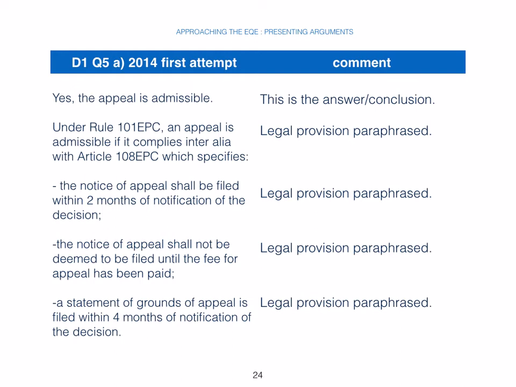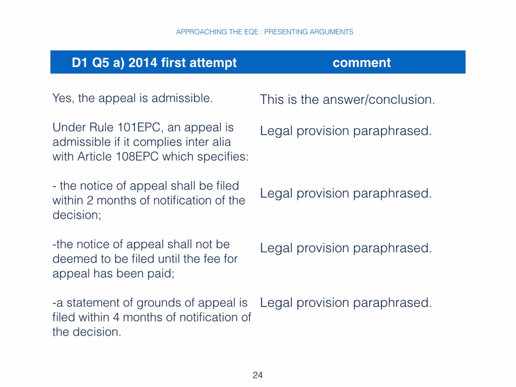The applicant seeks your advice and has the following questions, and the first question is: A, is the appeal admissible? And we're dealing only with the answer to part A of question 5 in the following slides. So the question was, is the appeal admissible? It can be answered yes or no. The first answer begins: yes, the appeal is admissible. In other words, we put the answer or the conclusion at the beginning of the legal reasoning.